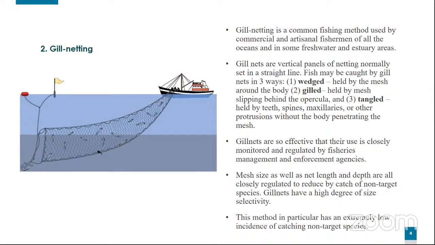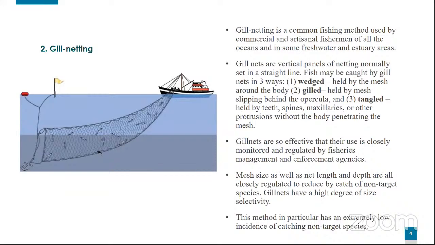Yang pertama, wedged, held by the mesh around the body. Second, gilled, okay, held by mesh slipping behind the opercula. Maksudnya dia terlekat dekat gill dia. And then number three is tangled, held by teeth, spines, maxillaries, or other protrusions without the body penetrating the mesh.